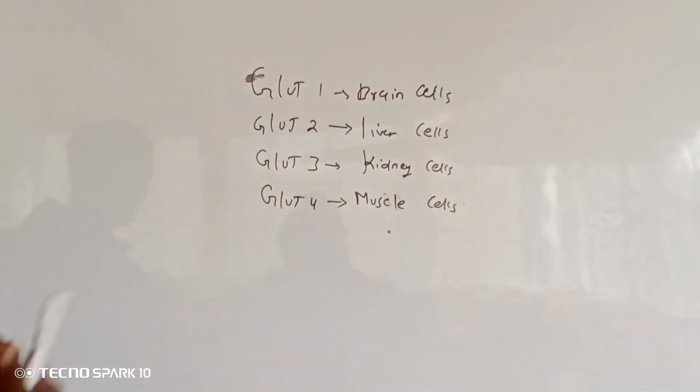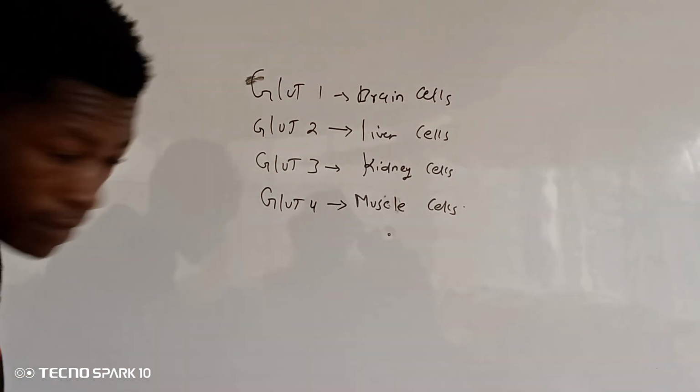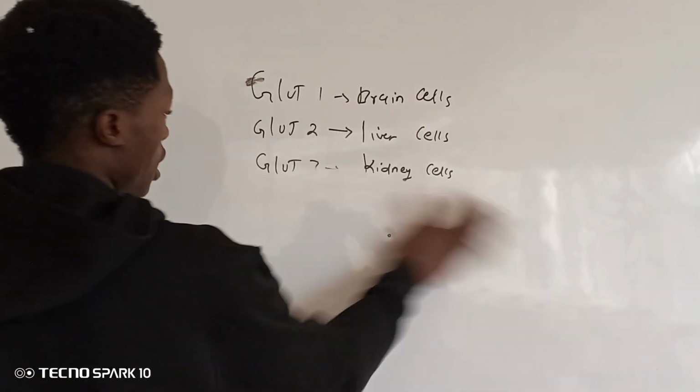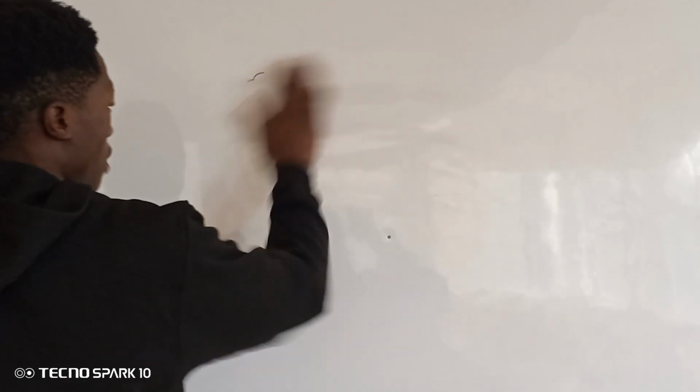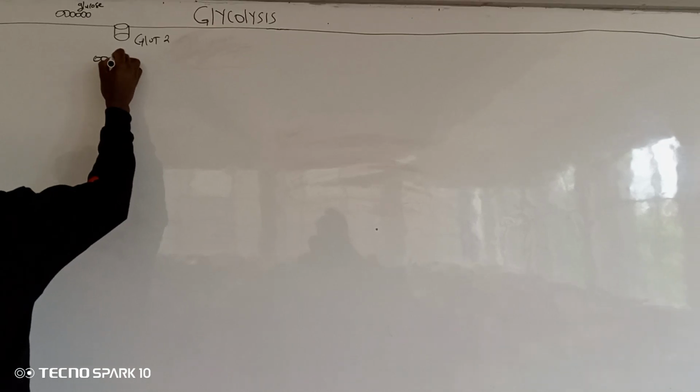So in this case, let's just talk of a liver cell. Let's just say this glycolysis is going to happen in the liver cell. So I'm going to use GLUT 2. Alright. Now, glucose will get into the cell by GLUT receptors. So it's going to get into the cell. So we have the glucose, the 6 carbon glucose.